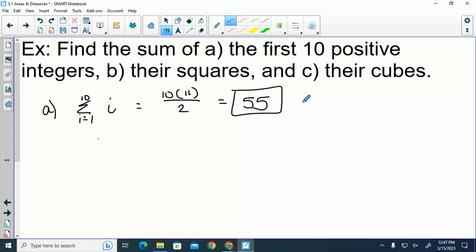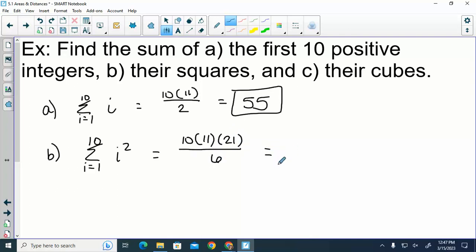Alright, quick check to see if you believe me. Grab a calculator. What's 1 plus 2 plus 3 plus 4 all the way up to 10? 55, it works. Okay. Now, I want to add up the squares. So I'm doing the sum from 1 to 10 of i squared. So the i squared formula, n, what's my n? 10, times n plus 1, 11, times 2n plus 1, divided by 6. What do we get?